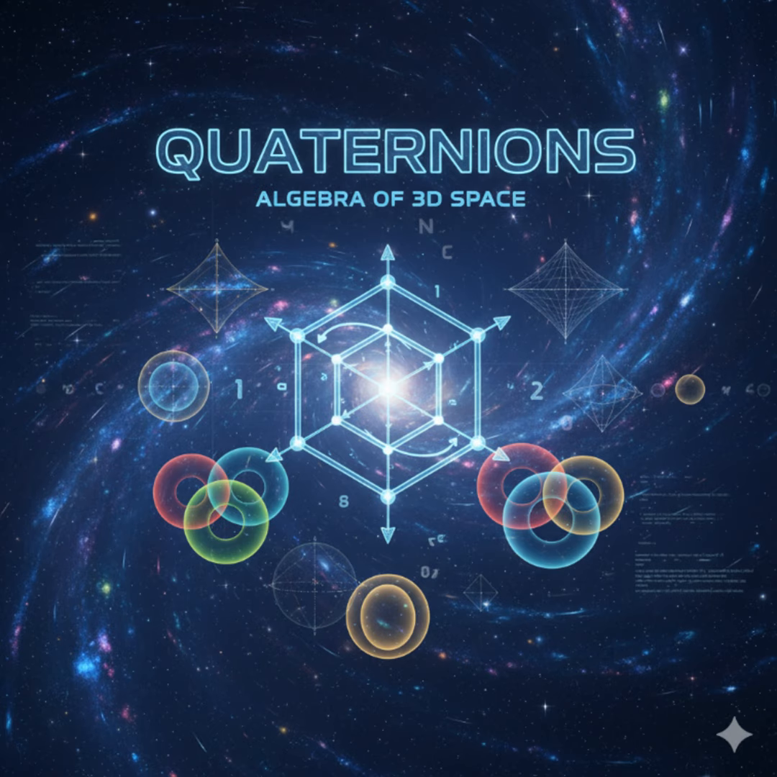Yeah. And the legend says he was so struck by it, he actually carved the core rule into the stone of Brougham Bridge. The famous formula: i² = j² = k² = ijk = −1. Wow. And that one rule defines everything. It lets the quaternions split neatly into a scalar part, a, sort of the magnitude, and a vector part, bi + cj + dk, which points in 3D space. But that ijk part, that forces the non-commutativity, right? Yeah, so it leads directly to rules like ij = k, but if you flip the order, ji = −k, the sign changes. The order you multiply matters.